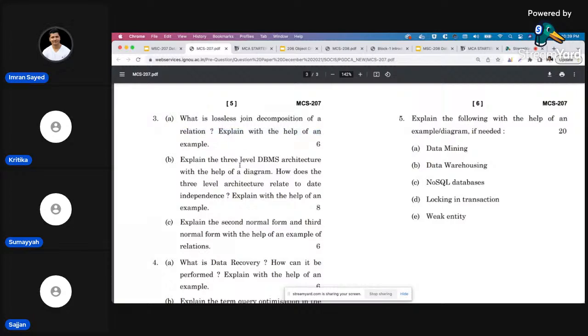Okay, cool. So moving on. So three-level DBMS architecture is basically used for data abstraction for different types of users. There are three different types of levels. First is the physical or internal level, and then you have the conceptual or logical level, and then the last one is the external or view level.